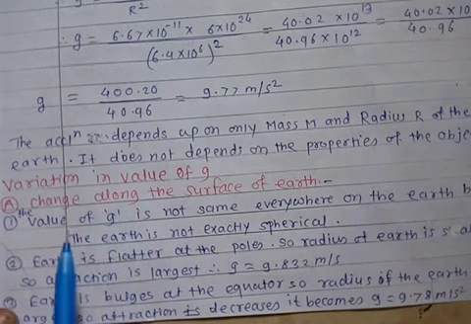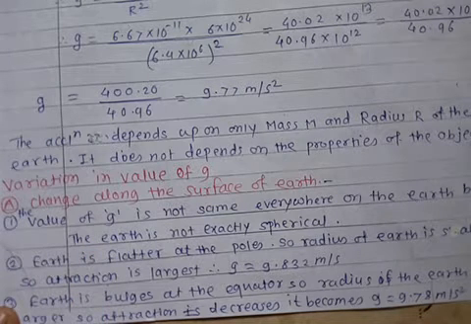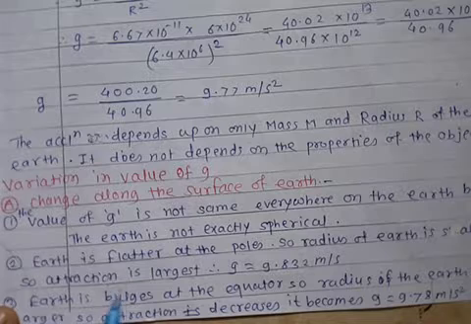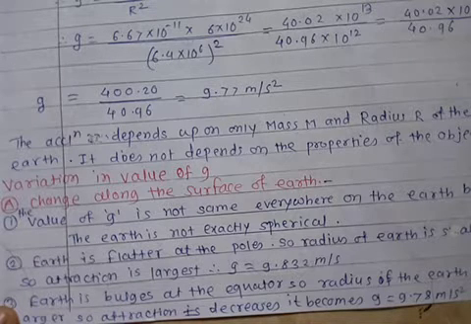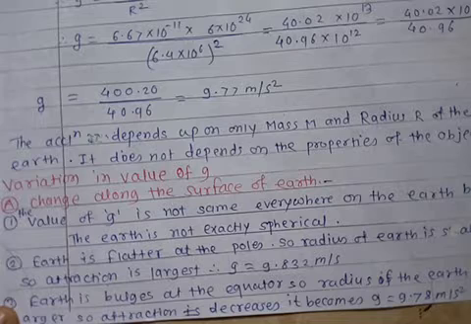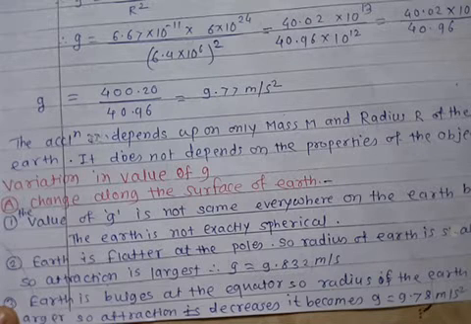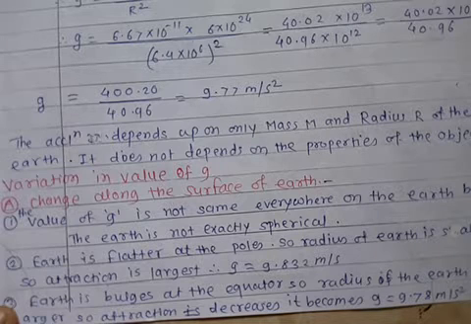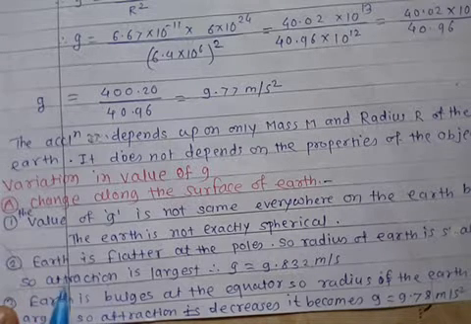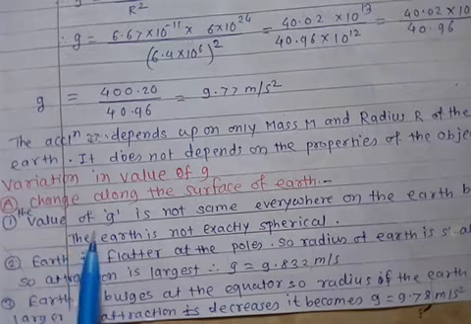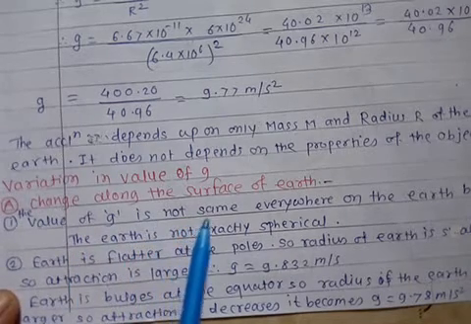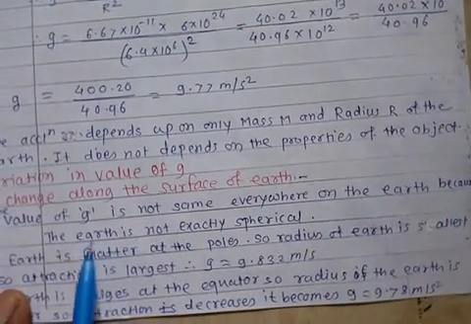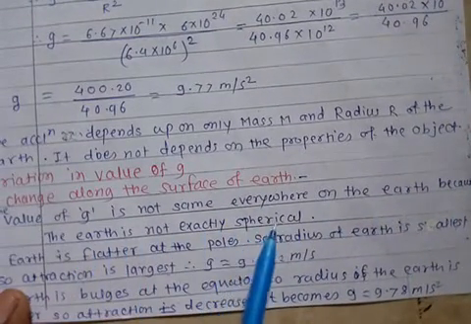We have to see the change along the surface of the earth. You know that the earth is not perfectly spherical, but it is flatter at the poles and bulging at the equator. Flatter means the radius is small, and bulging means the radius is great, and the distance small means attraction great. Look here. The value of g is not the same everywhere on the earth, because the earth is not exactly spherical. It is the first point.